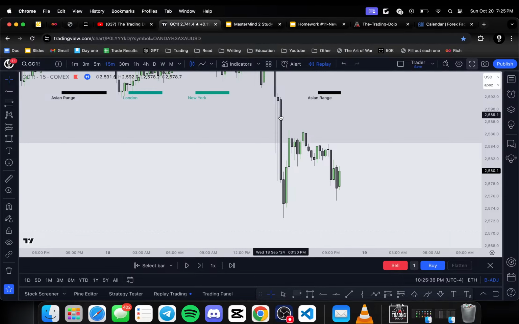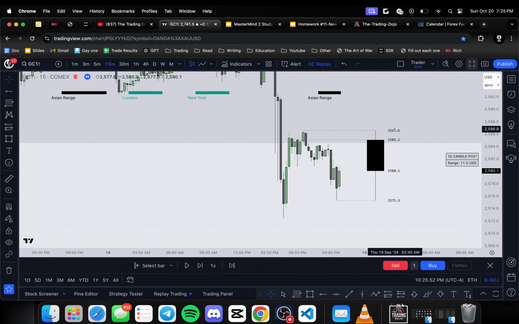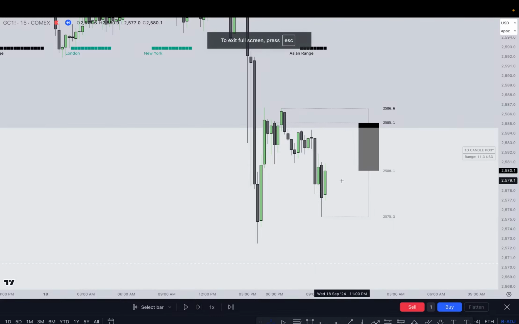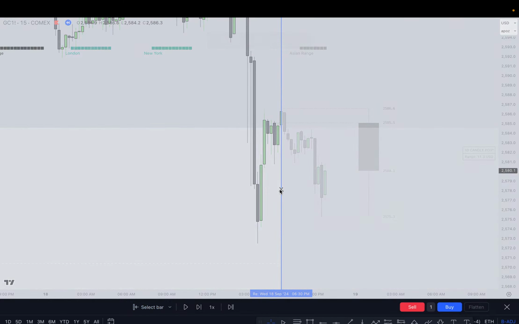The New York session ends. We close right there at 4:45 Wednesday. Then the new day opens, right? There you go, 8 p.m. Asia session starts of a new day. Let me pull up power of 3. Look at this. This is how the new day candle looks right now. So I can go back a little bit further. Let's go right here just to show you guys.